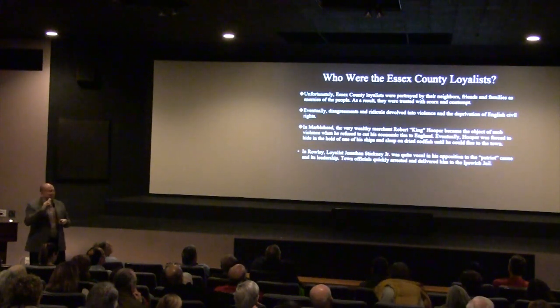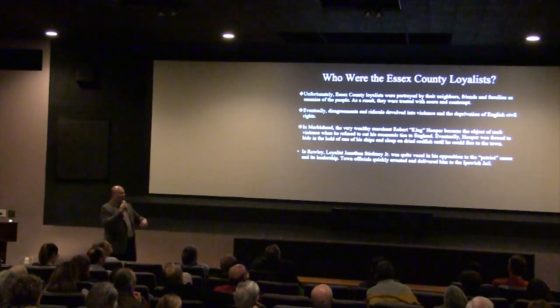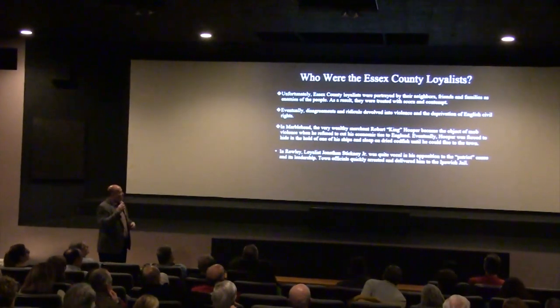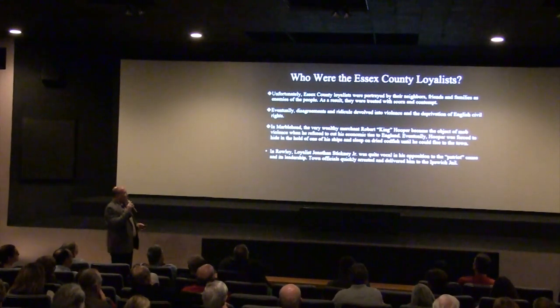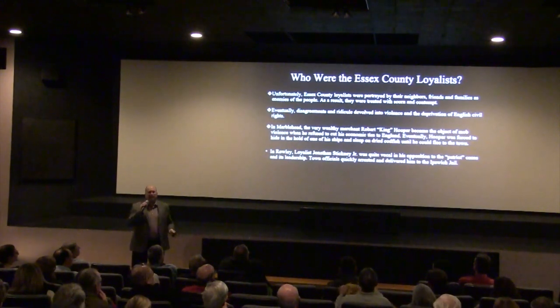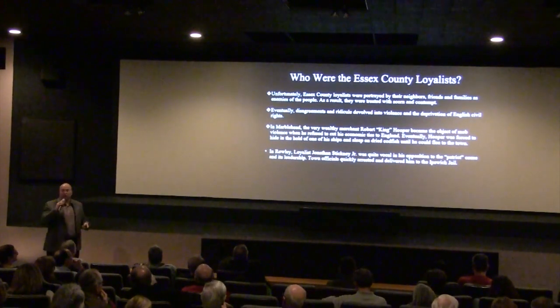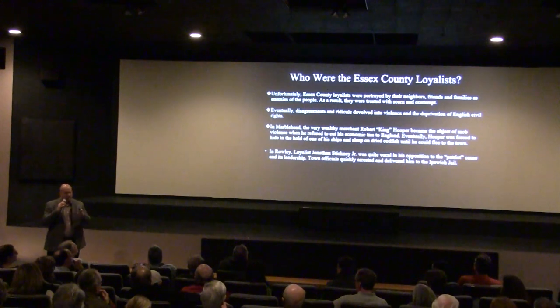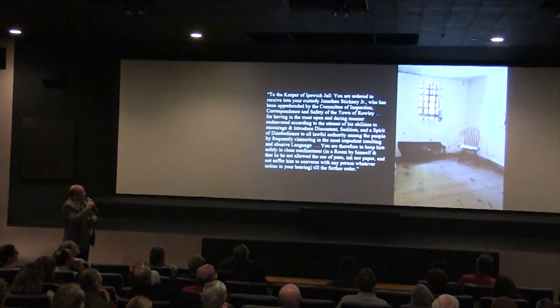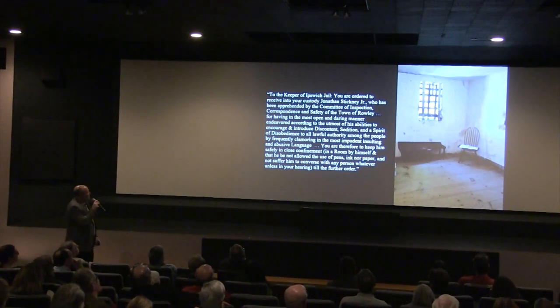In Rowley, there was another one, Jonathan Stickney Jr., who was quite vocal against the Patriot cause and its leadership. During town meetings, he would chastise and belittle the selectmen. He treated them horribly. So town officials went, okay, we can resolve this problem. Let's arrest him and toss him in the Ipswich jail. And that's what they did. Here is a resolution from the Rowley selectmen, who say to the keeper of the Ipswich jail: you are ordered to receive into your custody Jonathan Stickney Jr., who has been apprehended by the Committee of Inspection, Correspondence, and Safety of the town of Rowley.